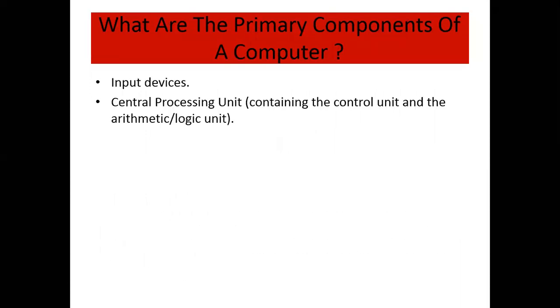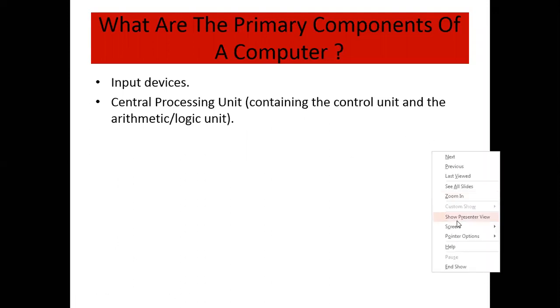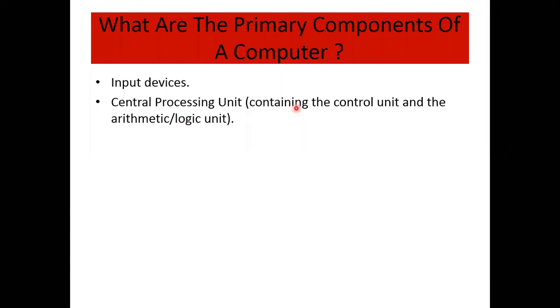So primary components of a computer or hardware: input devices we have, like keyboard, mouse. Then we have central processing unit, through which we process the information we have. So we have central processing unit containing the control unit and arithmetic logical unit. Actually, in my processor, we have two units. One is called CU or BIU, bus interface unit, or control unit. Other is EU, that is execution unit.